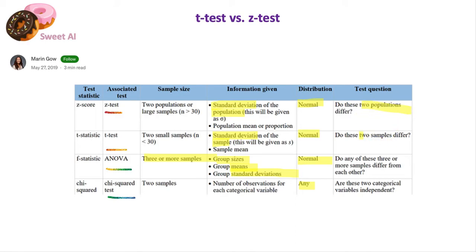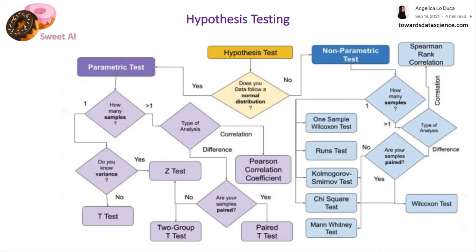The question that we are going to answer for z-score is, are these 2 populations different? Then for t-test it's going to be for the samples, because it's going to be smaller than 30. And for ANOVA, do any of these 3 or more samples differ from each other? And for chi-square, are these 2 categorical variables independent?